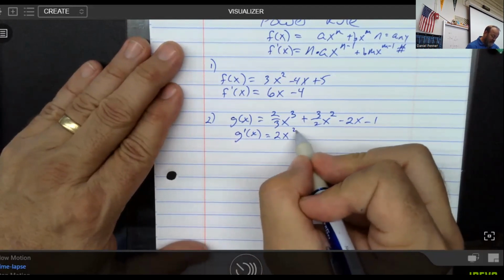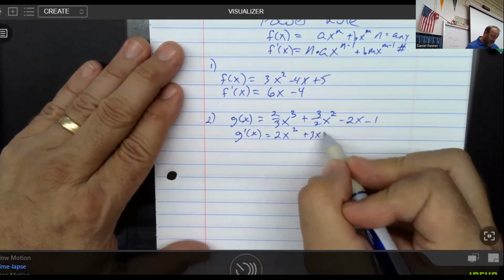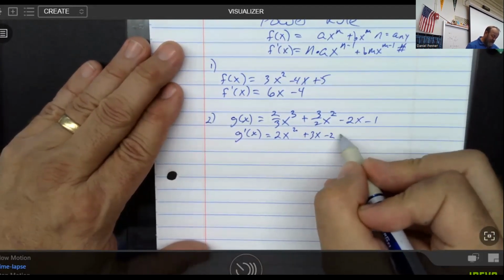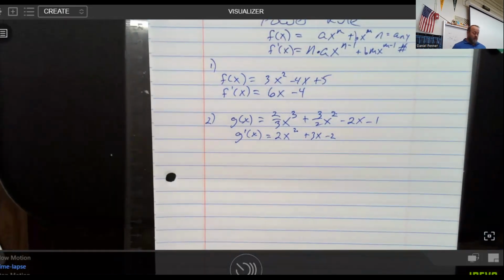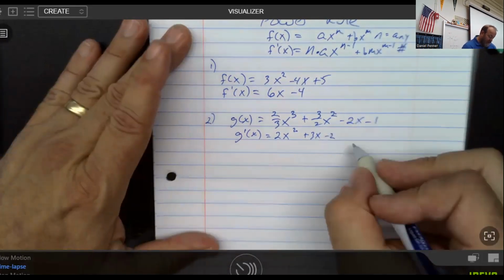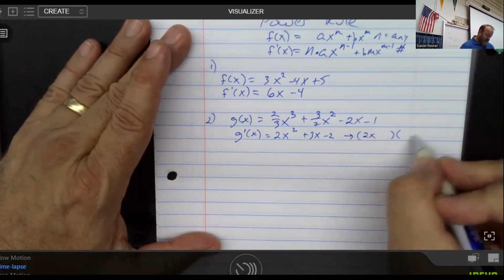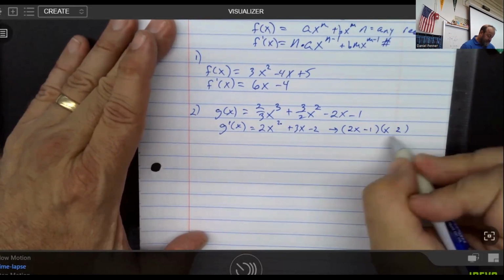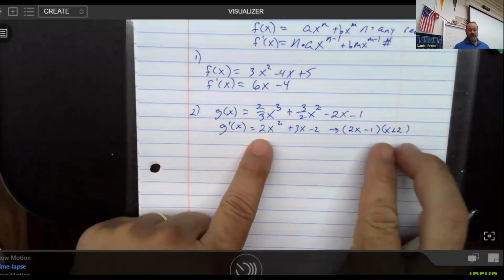Multiply 2 by 3/2, I get 3x to the first. 1 times 2 is 2, and this would be x to the 0, and the derivative of that is 0. Now, this would be the answer to the derivative, but I did want to look at something. What I noticed is if I were to factor this derivative, I'd have 2x minus 1 times x plus 2.